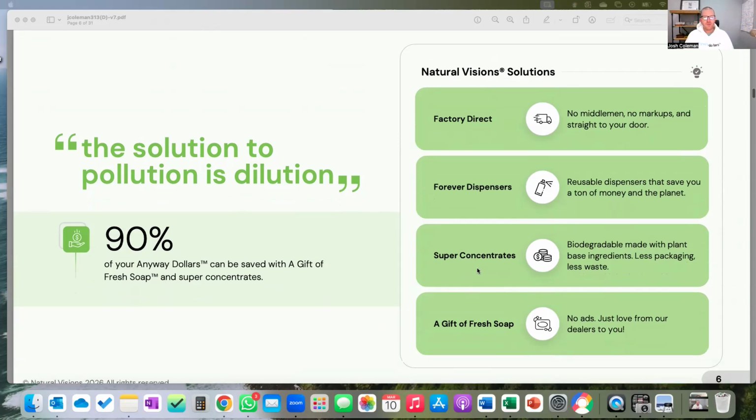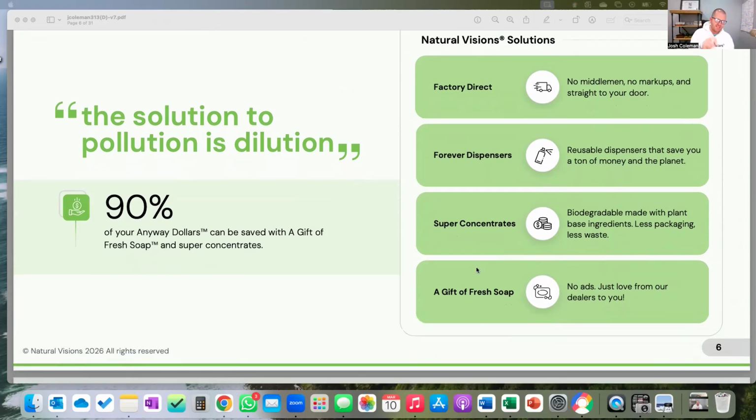We talked a little bit about super concentrates, and simply put is this. You guys are offering a gift to your customers that if they want what you provide, meaning your product or your service, you're offering them a gift of fresh soap. So they have the opportunity to pull the money out of the retailer and go and purchase the product and the service that you provide. And that's truly what Anyway dollars are.